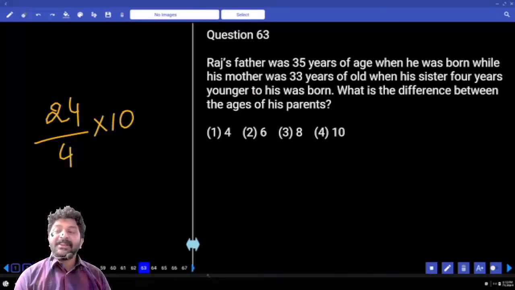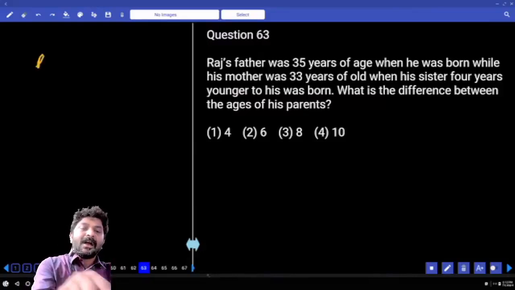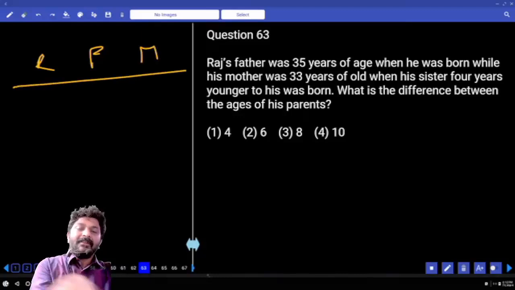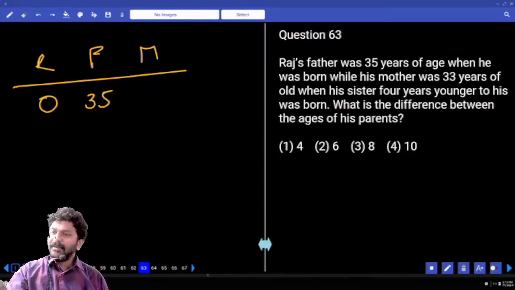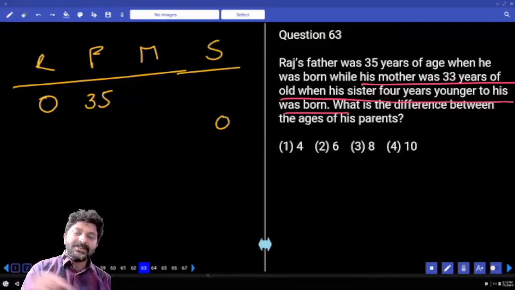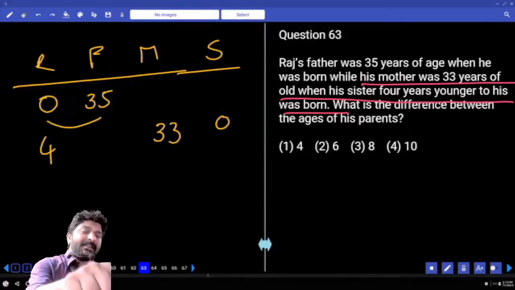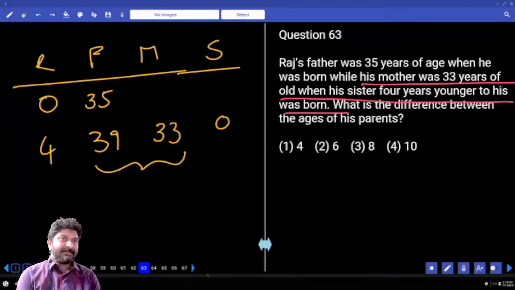Next, Raj's father was 35 years of age when he was born, while his mother was 33 years old when his sister, 4 years younger, was born. So, Raj's father and mother. When Raj was born, his age becomes 0, father age 35. When sister was born, whose age is 0, Raj age becomes 4 years and mother's age becomes 33. Difference between Raj and father must be 35. So father age becomes 39. Difference between their parents' age is 6 years.